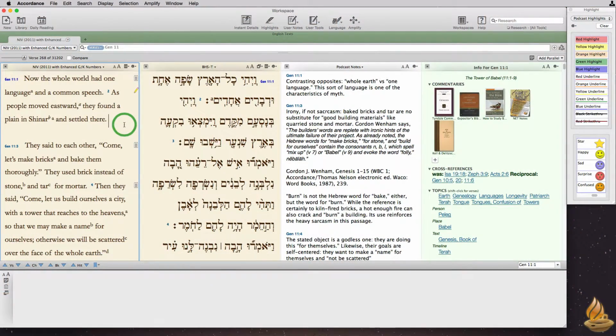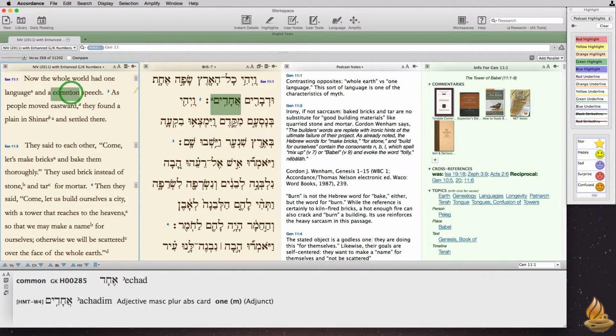Let's work through the story of the Tower of Babel paragraph by paragraph. Genesis 11:1 begins, Now the whole world had one language and a common speech. As people moved eastward, they found a plain in Shinar, and they settled there.